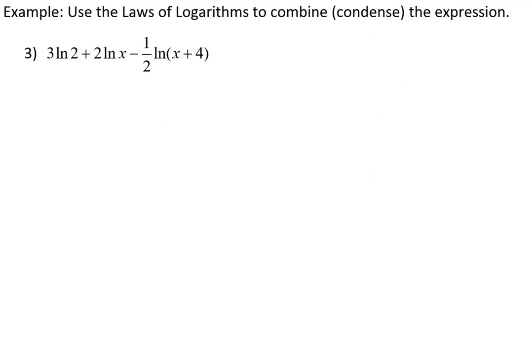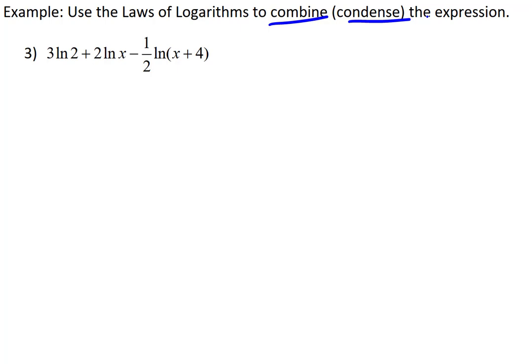Let's try another example, but this time we're going to use the laws of logarithms to combine, or sometimes it's called condense, the expression. Notice this is a different purpose than the previous problems, which were expanding. So it's kind of like we're going in reverse order now, and that would make sense as you look at our first example. It reads 3 ln of 2 plus 2 ln of x minus 1/2 ln of x plus 4. Of course, ln means natural log, which is log base e, but we can keep using the abbreviation ln for that.